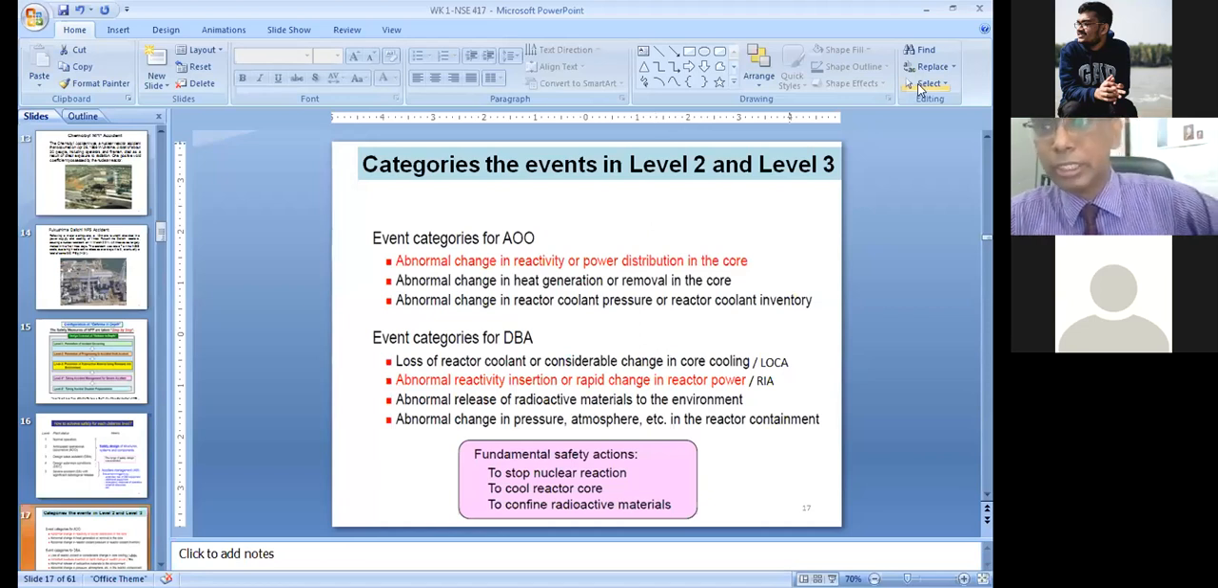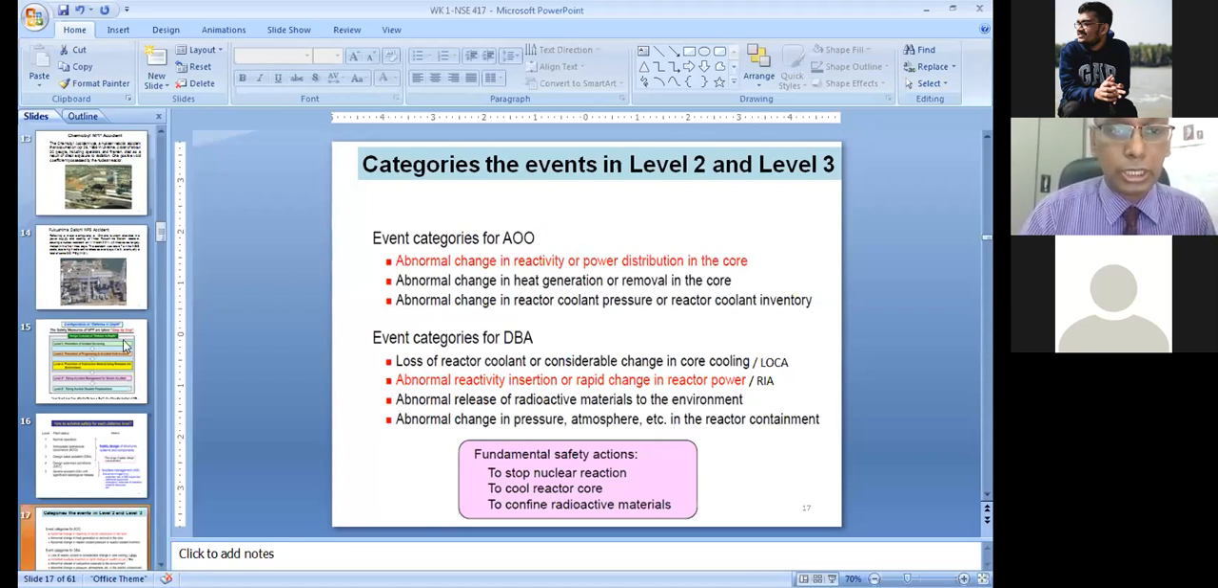Our class today is, as usual, on some scenarios of nuclear accidents, what the safety parameters are, and what analysis procedures are followed by nuclear power plants for different levels of accident scenarios.